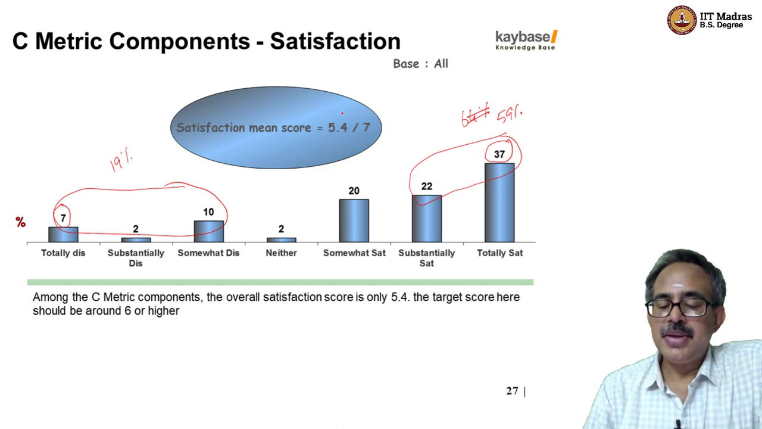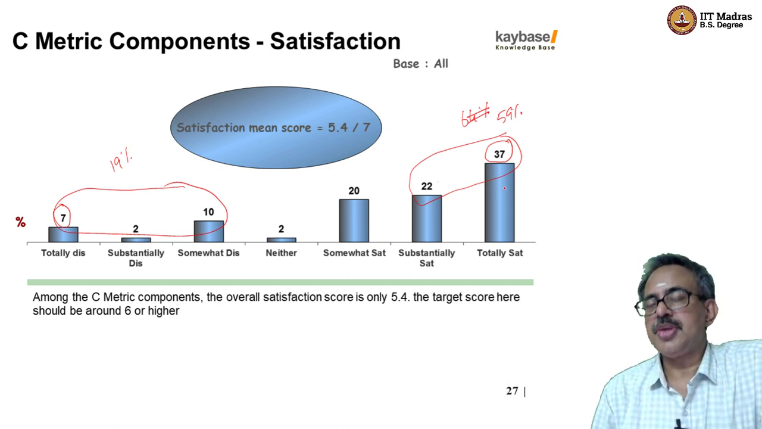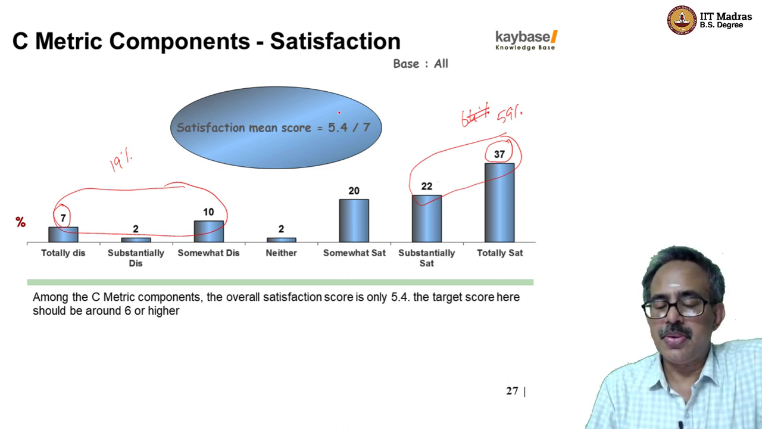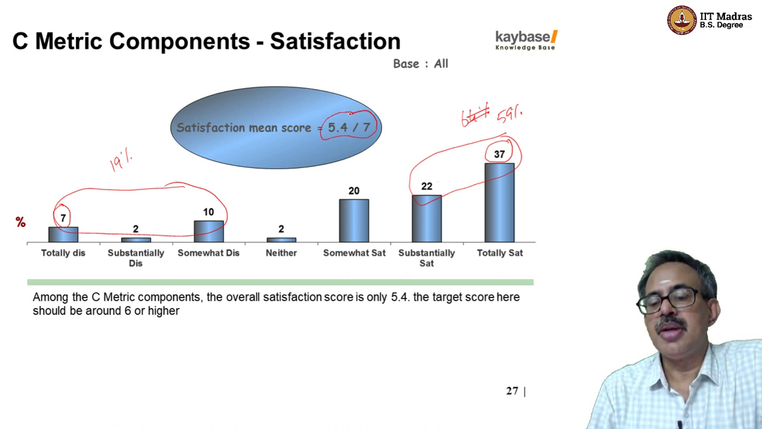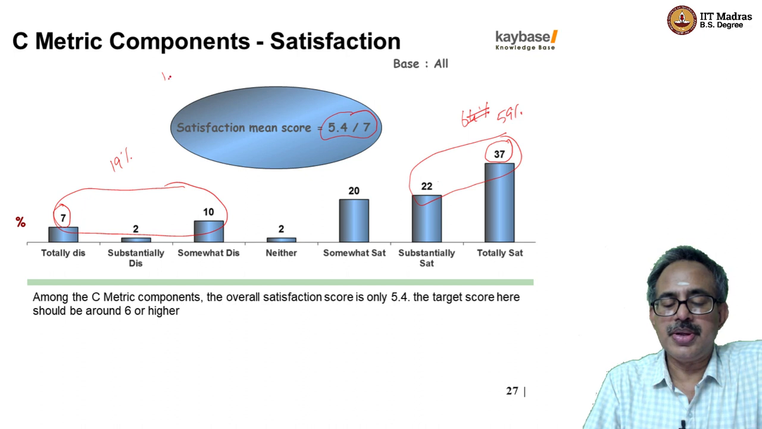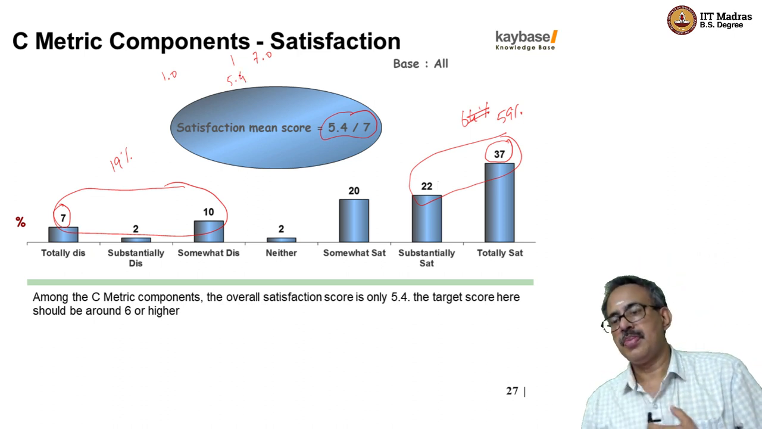There's something here called mean score. We have taken these percentages and calculated something called the mean score. The maximum score is 7. The minimum is 1, and 7 is the maximum, and this particular company is at 5.4.